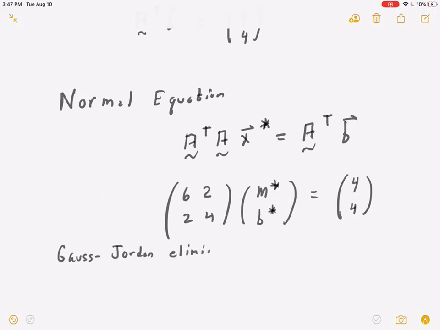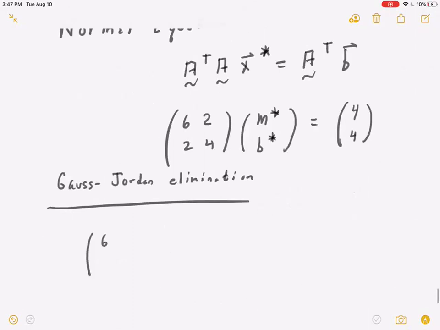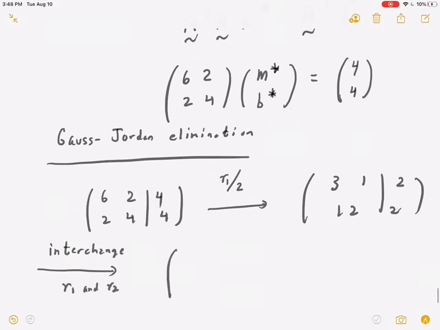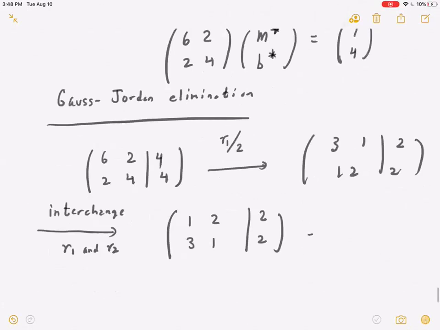Gauss-Jordan elimination is going to come to our rescue again. We can solve this problem by writing down an augmented matrix. Let's see. Let us take row 1 and divide it by 2. Let us then interchange row 1 and row 2 so that the 1, 1 matrix element of this 2 by 3 matrix is 1.